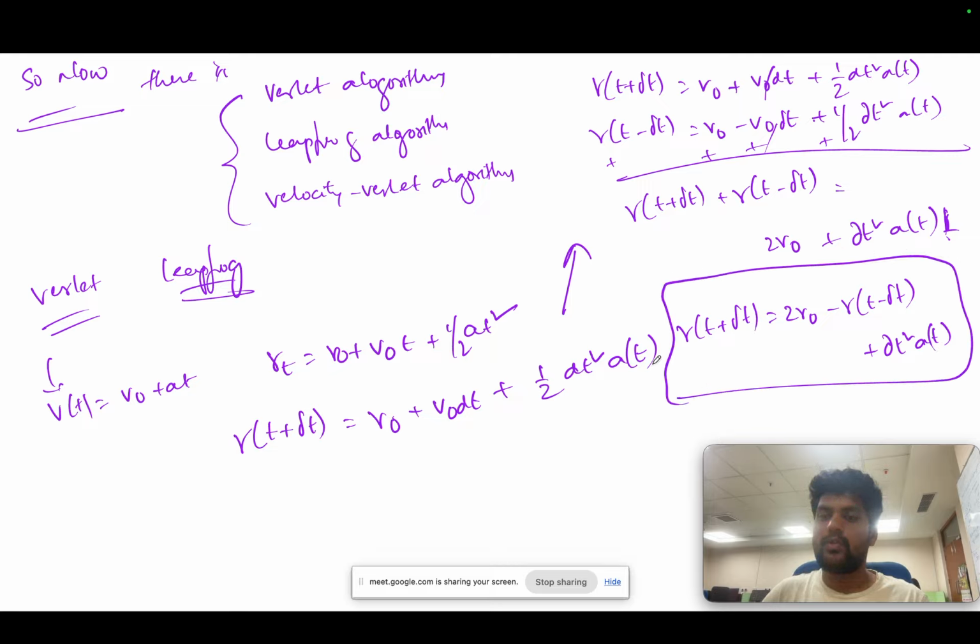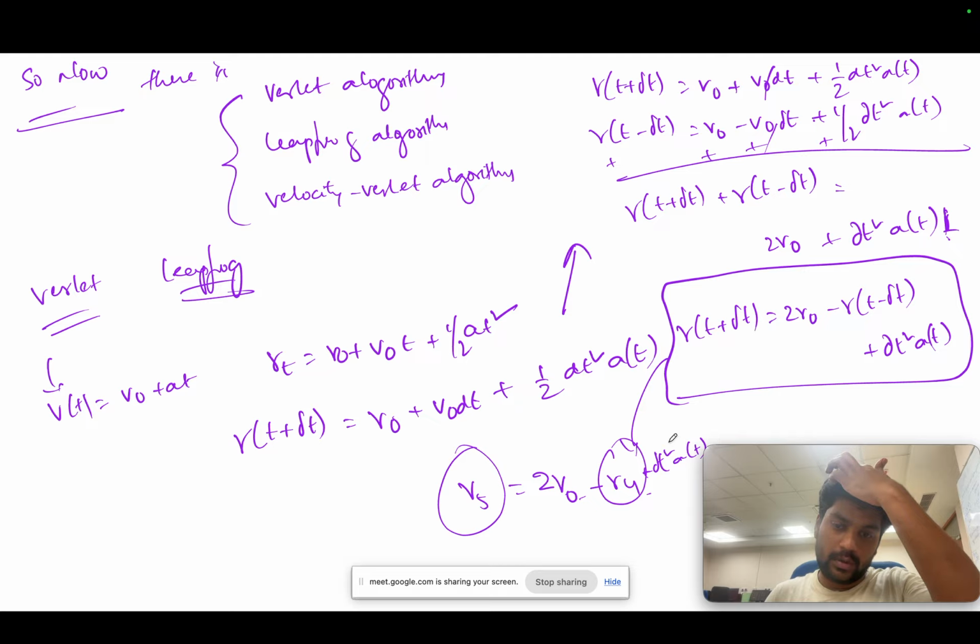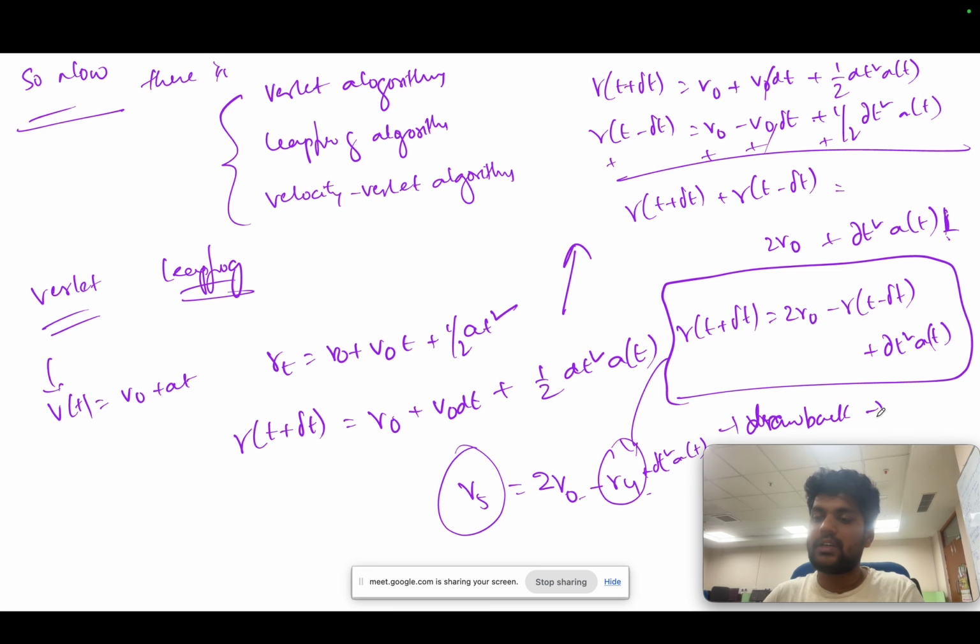So if you want to know R at a new position, suppose you want to find out R at the 5th second, it is nothing but 2 R at initial minus R at 4 plus dt squared a of t. So from here you can understand that you will get the 5th second coordinates using the initial and the previous one. But the basic drawback of Verlet is it won't calculate the velocities.